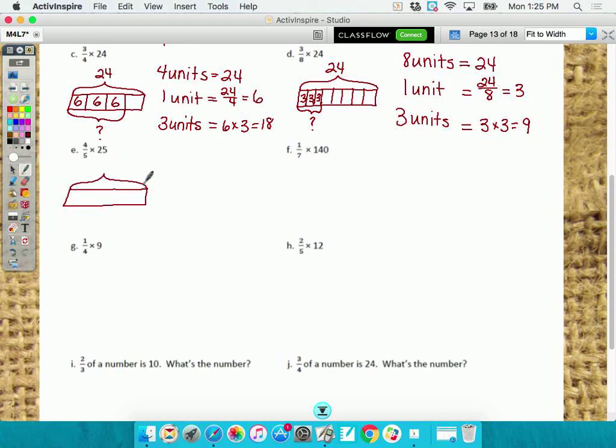What's your total? What's your denominator? What are we trying to figure out? 4 units. Okay, total number of units. 5 units. It always matches your box. Abrielle, we figured that out last time when we were doing lesson 4. The number of boxes equals the total units. So it equals 25. 1 unit equals 25 divided by 5, which is what?